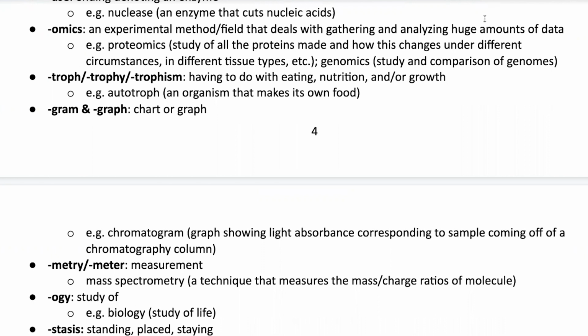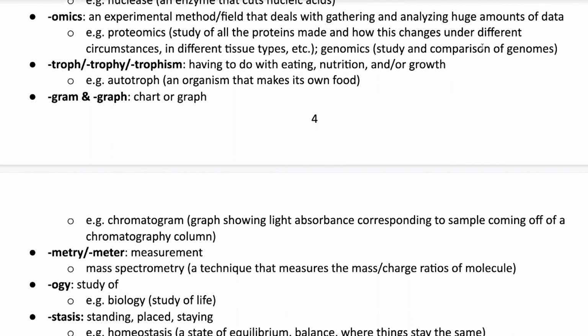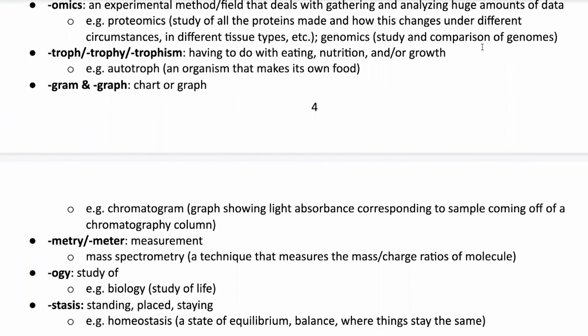Genomics does something similar, but they're studying and comparing genomes rather than proteomes, and they can do that between different species and different cell types. But then you have omics of all sorts of different things. So you have phosphoproteomics, which is just focusing on phosphorylated proteins. You have epigenomics, which is looking at epigenetics of genomes. You have all sorts of complicated things where they're generating a lot of data and doing comparisons.